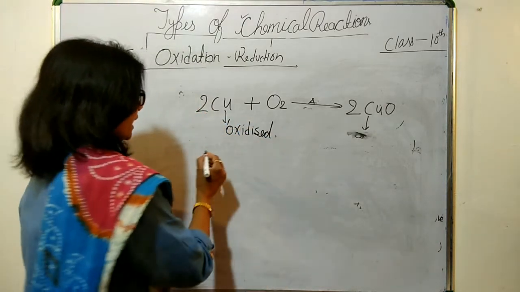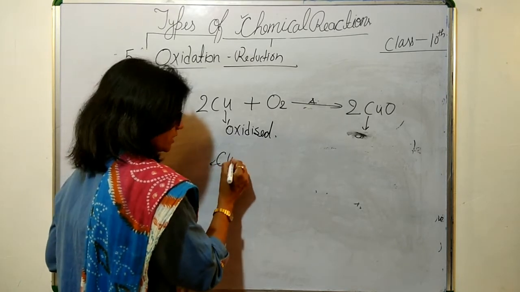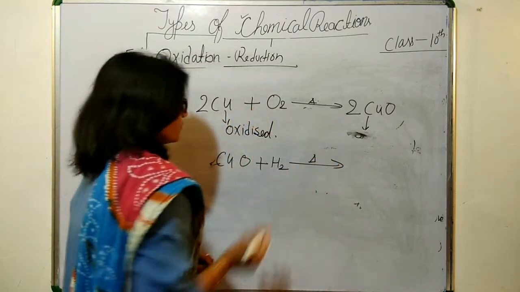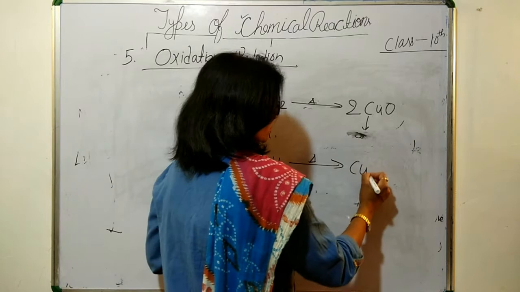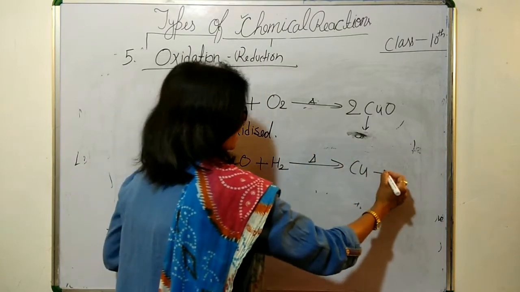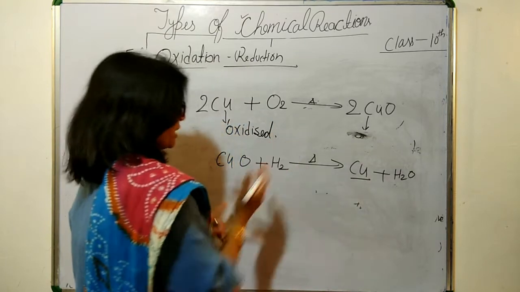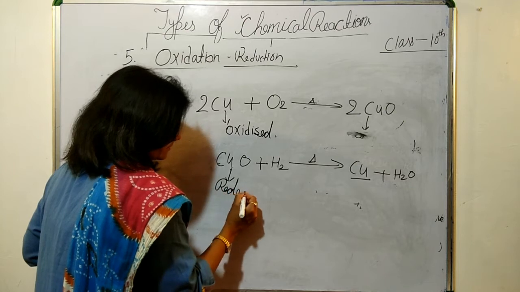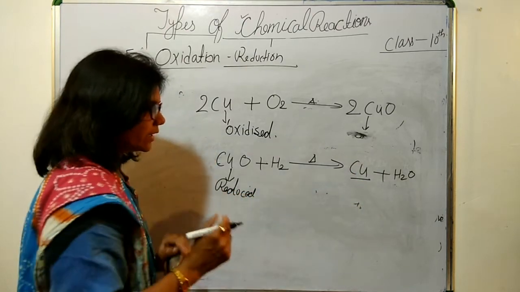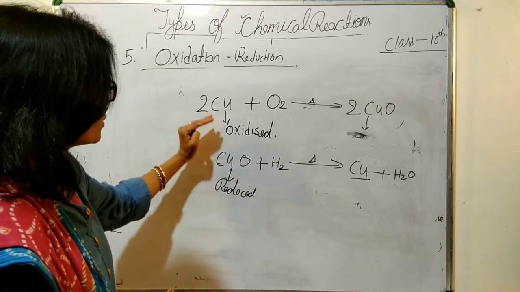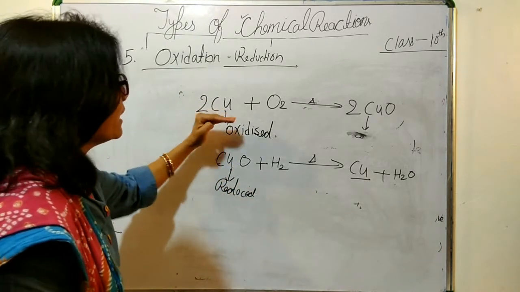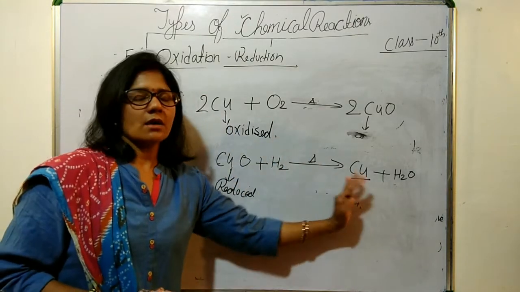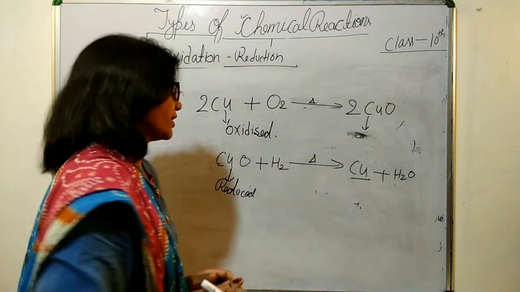Now, if CuO plus H2, again we heat it, what happens? Cu loses its oxygen, and there is a formation of copper. As it loses oxygen, here the copper is reduced. So any compound which gains oxygen is oxidized, and if it loses oxygen, then it goes under the reduction reaction.